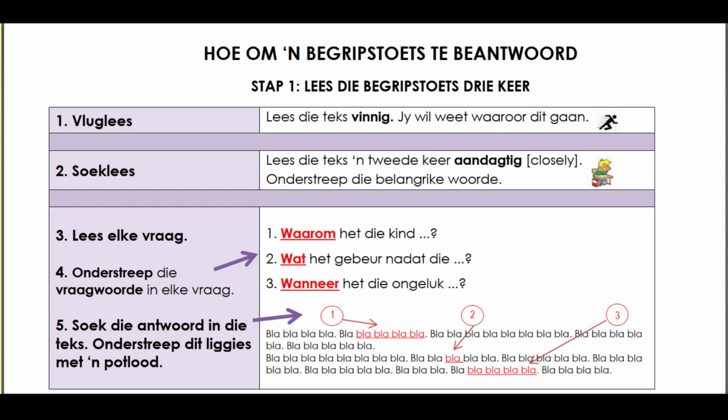What is the first step to take when we do a reading comprehension?